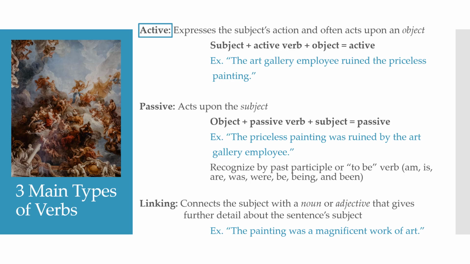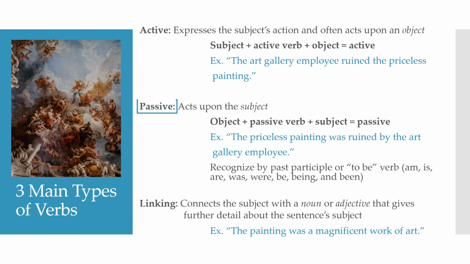An active verb expresses the subject's action and often acts upon an object. You would write actively by placing the subject first, then the active verb, and lastly the object. For instance, the art gallery employee ruined the priceless painting would be active voice.